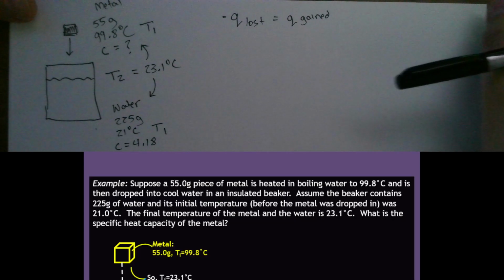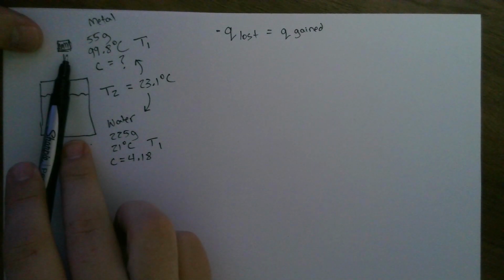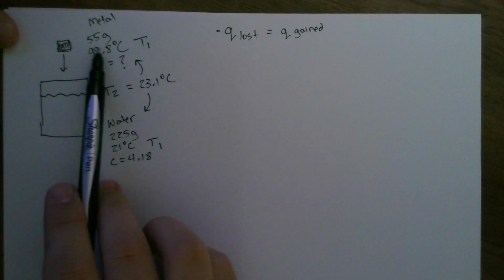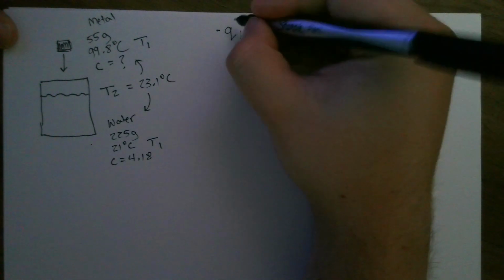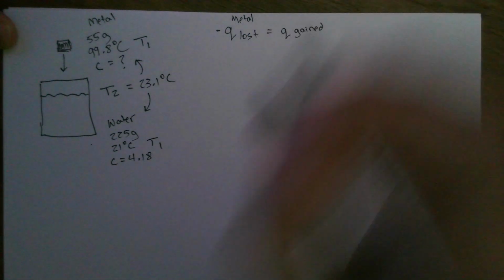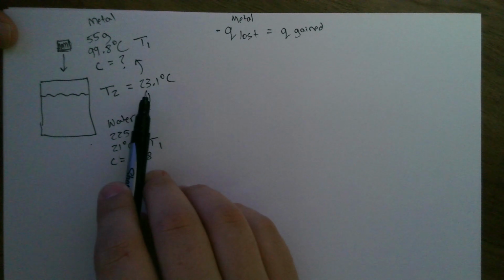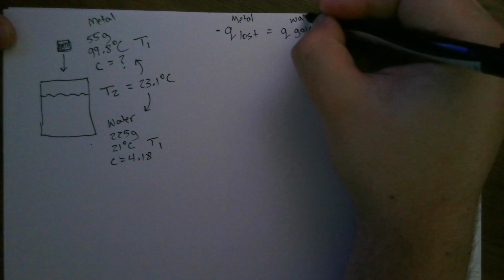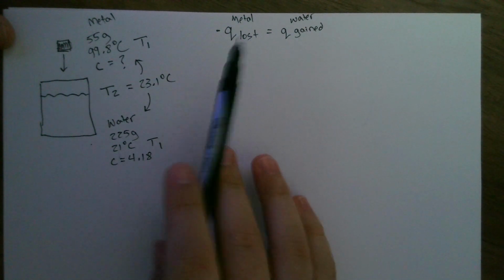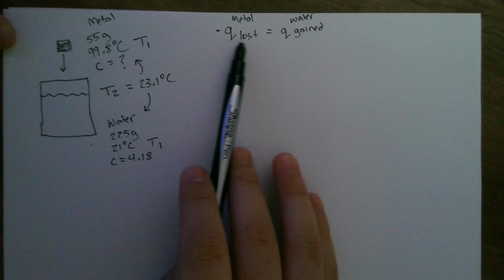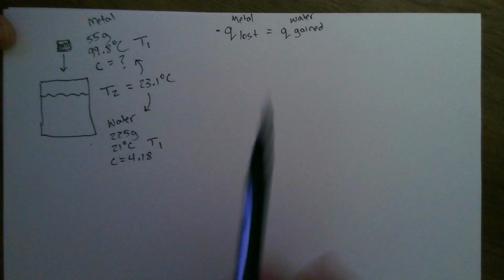Okay, so let's think about our example here. The metal, is it losing heat or gaining heat? Well, it's starting off really hot and it's cooling off. So the metal is what's going to lose heat. The thing that gains heat, the water, starts at 21, heats up to 23. The water is gaining heat in this situation. Okay? So what we can do, we can set equal to each other. The amount of heat lost by the metal must equal the amount of heat gained by the water.